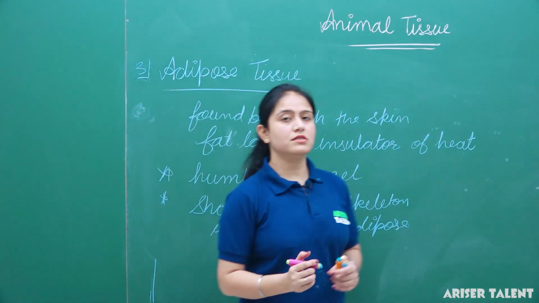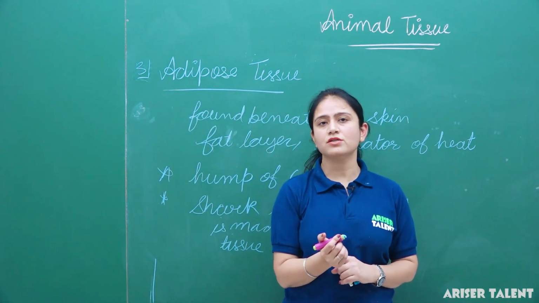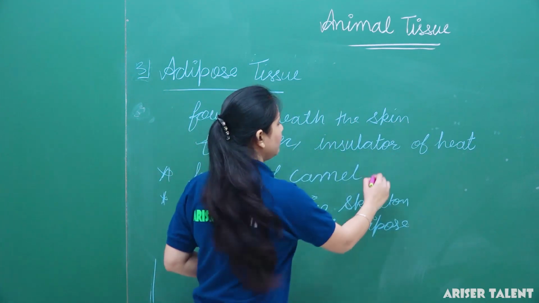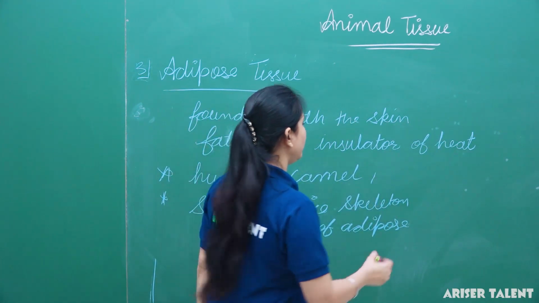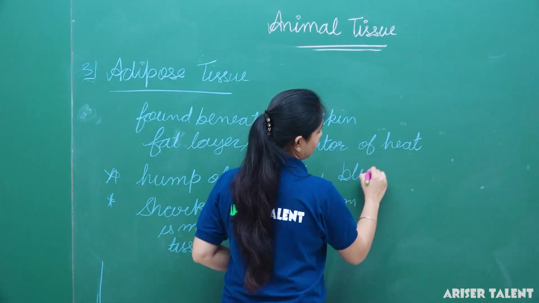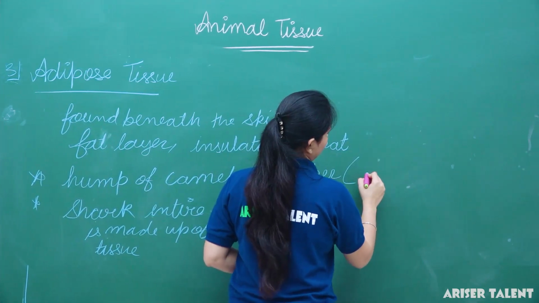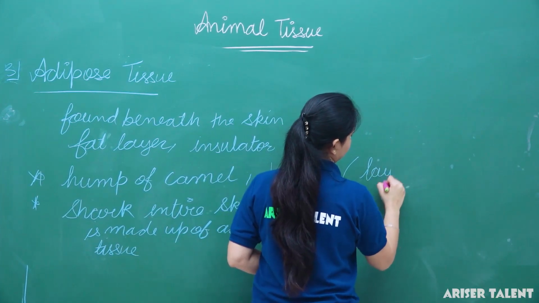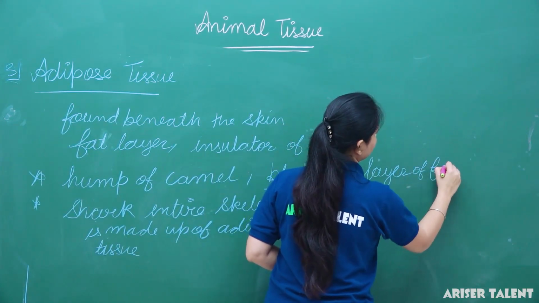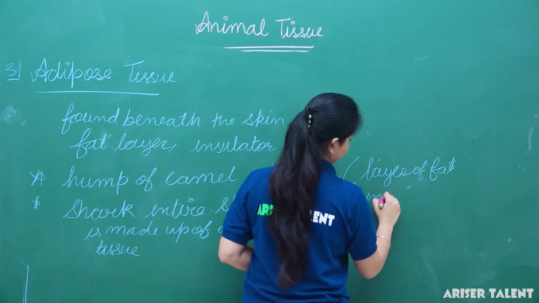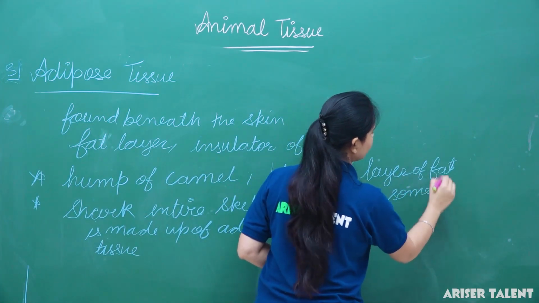In some animals, the underskin layer of fat is called blubber. That blubber is also made up of adipose tissue. What is blubber? A layer of fat. In some animals, it's also made up of adipose tissue.